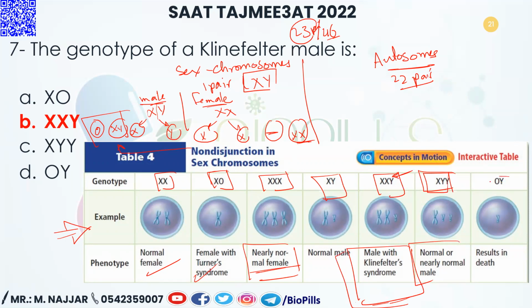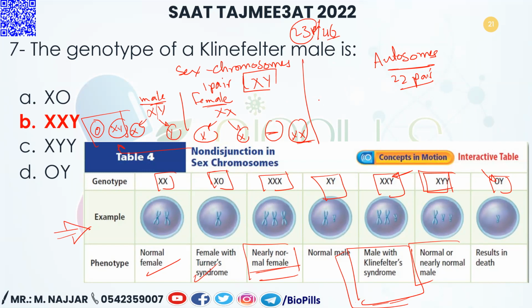OY will not be able to live. Why? There is no X chromosome. The X chromosome is the chromosome of life, so it has to be present. If not, no life will be formed. And in the autosomes, there may also be a problem, such as the addition or deletion of one of the chromosomes, which is a chromosome mutation.